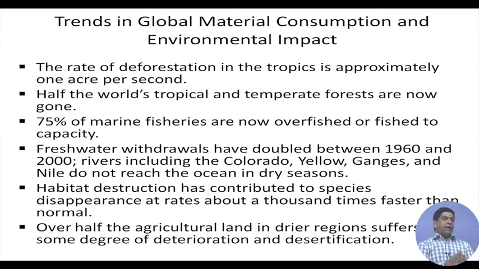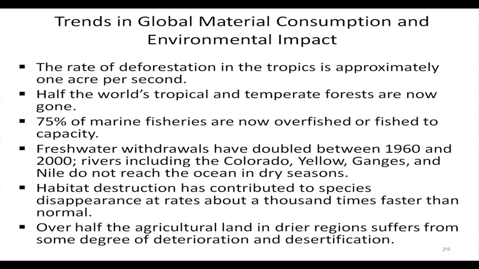There is a rate of global material consumption and the environmental impact associated with that. Deforestation is happening at a very fast rate, 1 acre per second. Half of the world's tropical temperate forests are now gone. We don't see them. 75% of marine fisheries are now overfished or fished to capacity. Our marine life is also getting affected by plastic pollution, which we'll also talk about at some point in this class. Freshwater withdrawal has doubled between the 1960s and 2000.